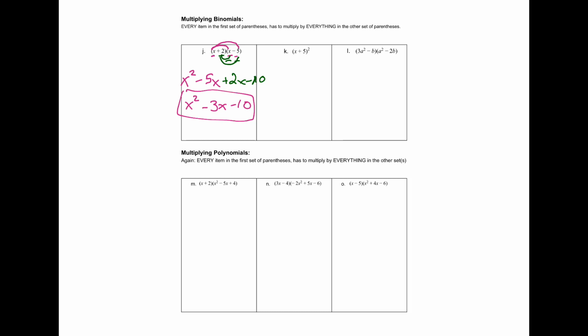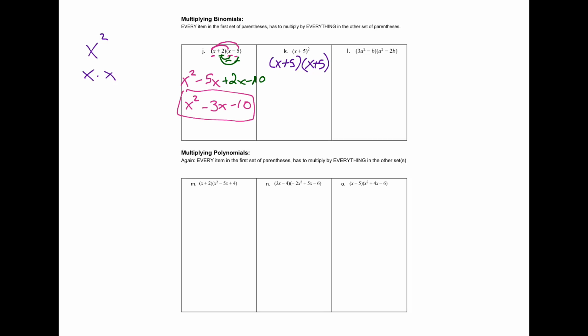All right, perfect. So with k, we have x plus 5 squared. Remember, anytime we have something squared, think of x squared. That's as simple as x times x. So if we have x plus 5 squared, that's going to be x plus 5 times x plus 5. And then it looks exactly like one of these.